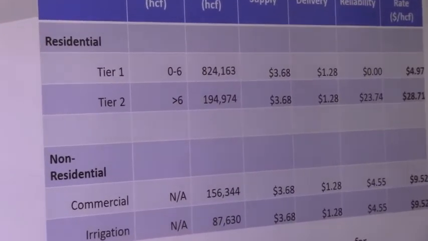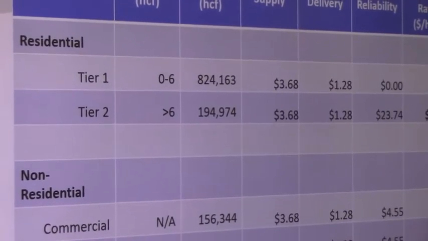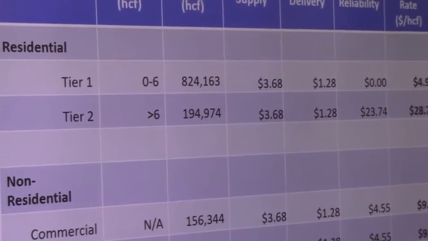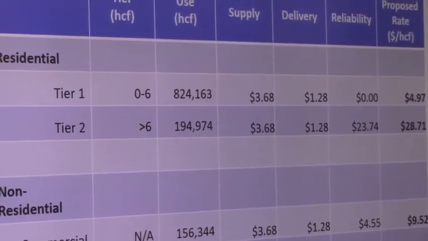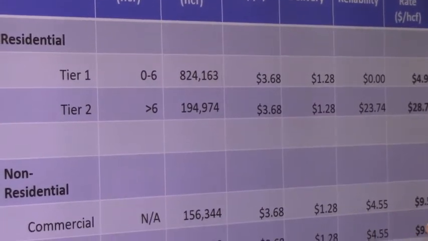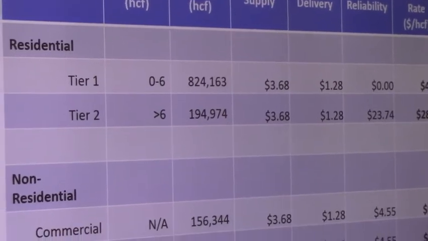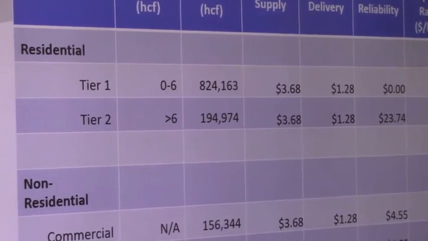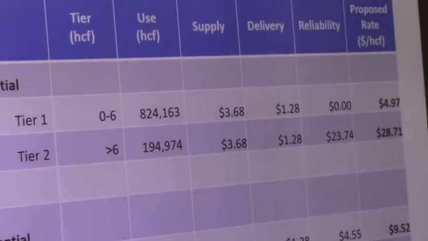I think staff was a little shocked to see that big a differential, but it's the way rates are developed. You take your cost buckets, identify them, and apply them to each tier. For tier one, it's your supply and delivery costs that are driving the cost of that tier. But when you get to tier two, it's not only supply and delivery, which we still have to do, but it's also water reliability. And so that's what's driving that cost differential.